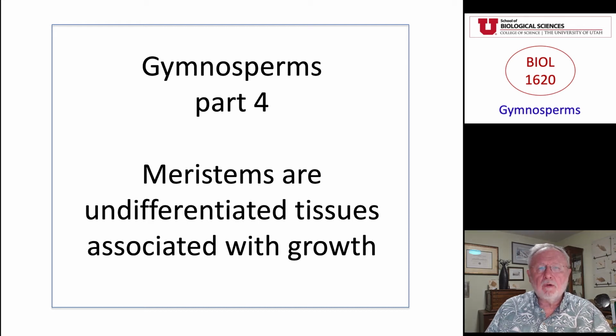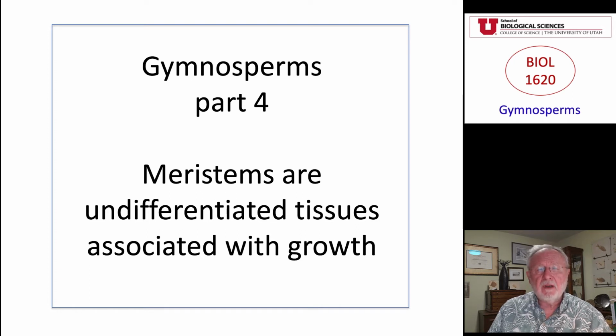Okay, in part 4 here, let's switch gears. In part 2, we talked about the evolution and dominance of gymnosperms. In part 3, we took a break and started talking about physiology and how water is moved under tension up all plants that have vascular systems. Here in part 4, I'd like to talk about undifferentiated tissues, which are called meristems.